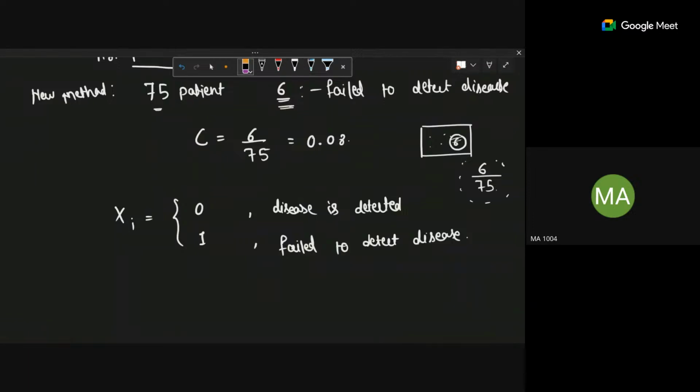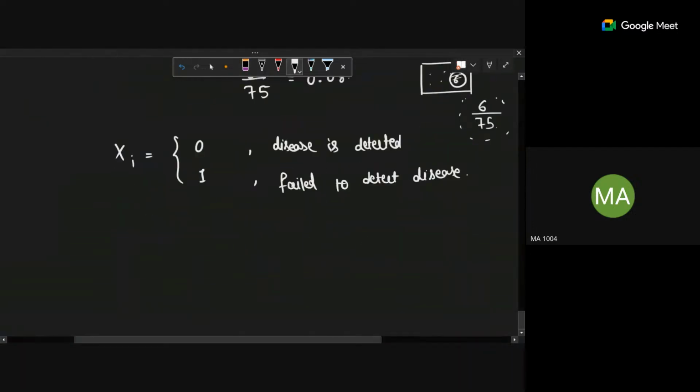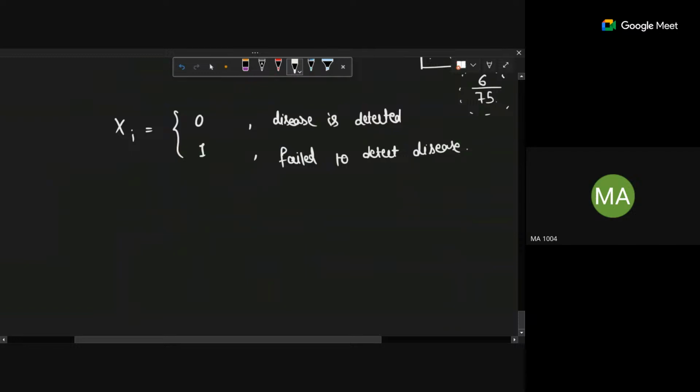Let's just call it C for now, if you are getting confused. So that was one thing I have calculated. Now, there are 75 persons. For every patient, what will I do? I will check the method: if the disease is detected, I say it's 0. If it is not detected, I say it's 1, because we are interested in the probability of failing to detect the disease, of the old machine or the new machine. So this was the thing.